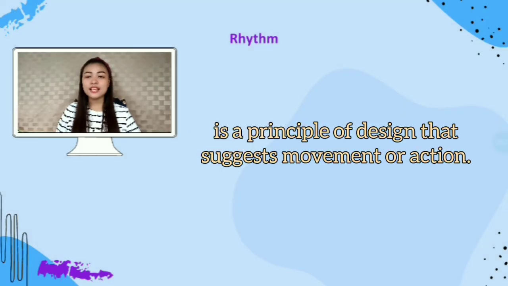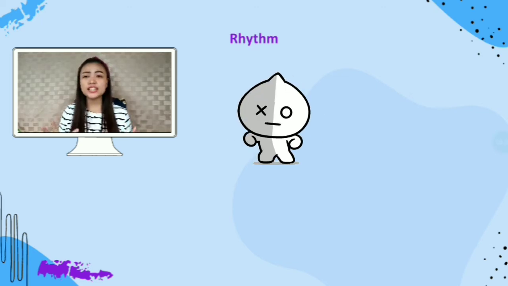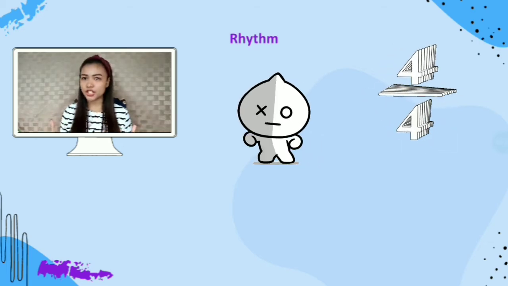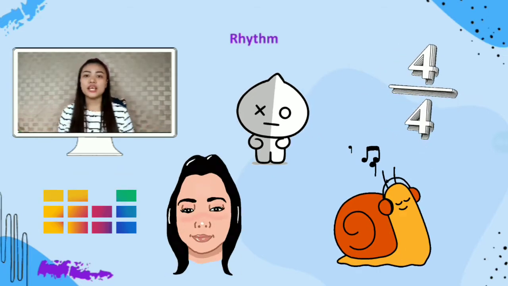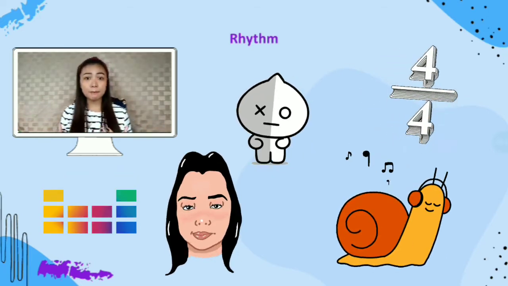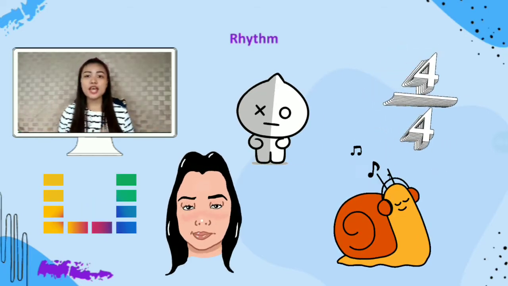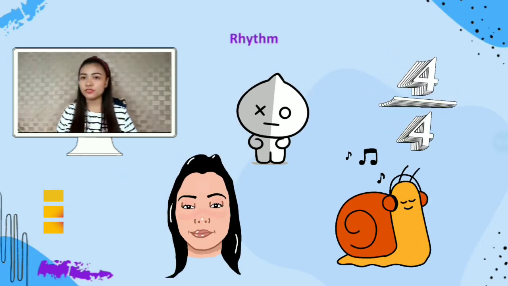Rhythm is a principle of design that suggests movement or action. Rhythm is usually achieved through repetition of lines, shapes, colors, and more. It creates a visual tempo in artworks and provides a path for the viewer's eye to follow.